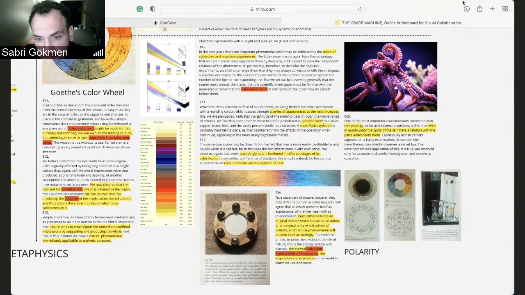And here, true observers of nature, however they may differ in opinion in other respects, will agree that all which presents itself as appearance, all that we meet with as phenomenon, must either indicate an original division which is capable of union, or an original unity which admits of division, and that the phenomenon will present itself accordingly. To divide the united, to unite the divided, is the life of nature. This is the eternal systole and diastole, the eternal contraction and expansion, the inspiration and expiration of the world in which we live and move.